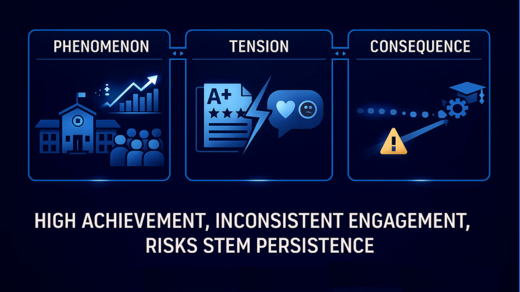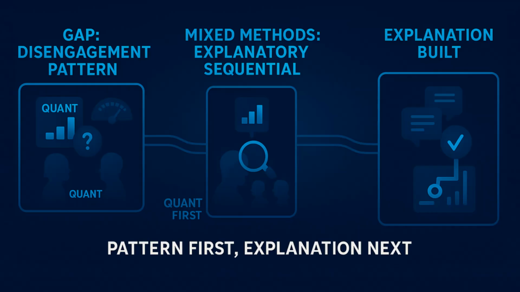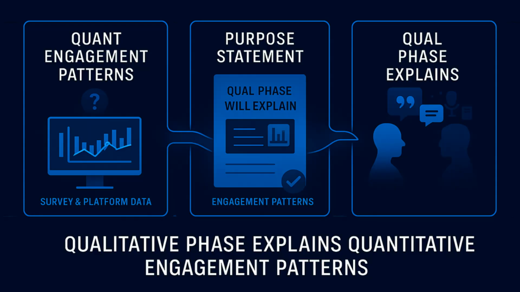The phenomenon is that 9th grade students in a STEM academy show strong achievement, but inconsistent engagement. The tension is that high-performing students report disengagement even in advanced classes. The consequence is that reduced engagement threatens long-term STEM persistence. The gap is that the field does not understand what is driving disengagement despite strong performance. The purpose statement says that the qualitative phase will explain the quantitative engagement patterns.